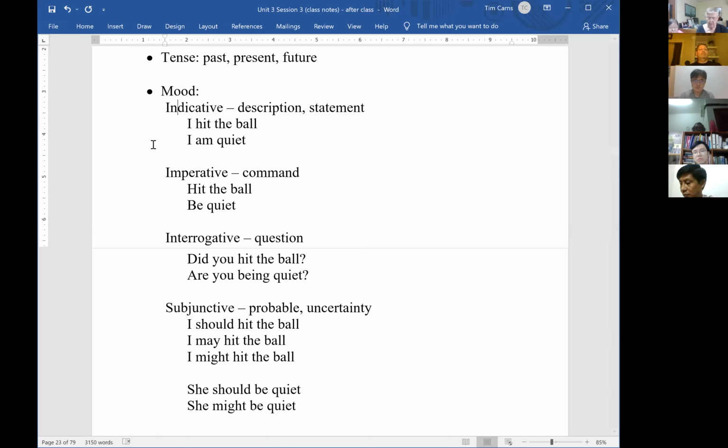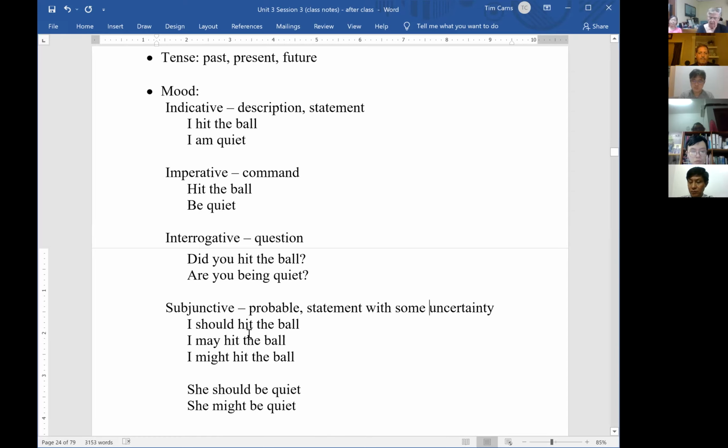You can present an action as having taken place, a statement of fact. You can present an action as an imperative, that you must do this. It's a command. You can present an action as a question. You're not sure if the action has taken place or not. So you ask it in the form of a question. And then in the subjunctive, it is a statement, but it's a statement with some uncertainty. Maybe I could put it that way. Statement with some uncertainty.